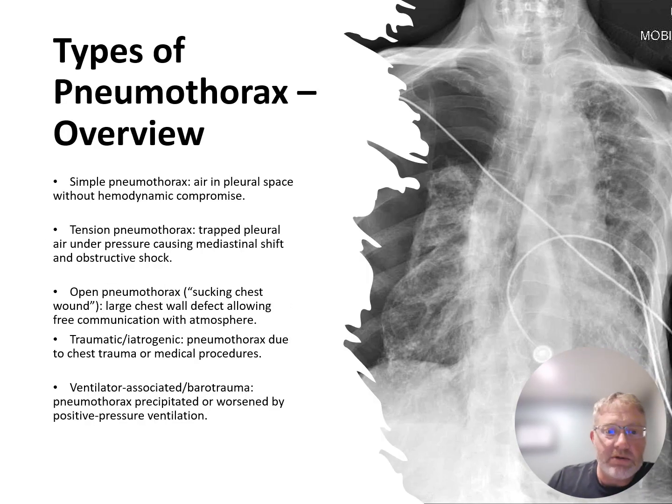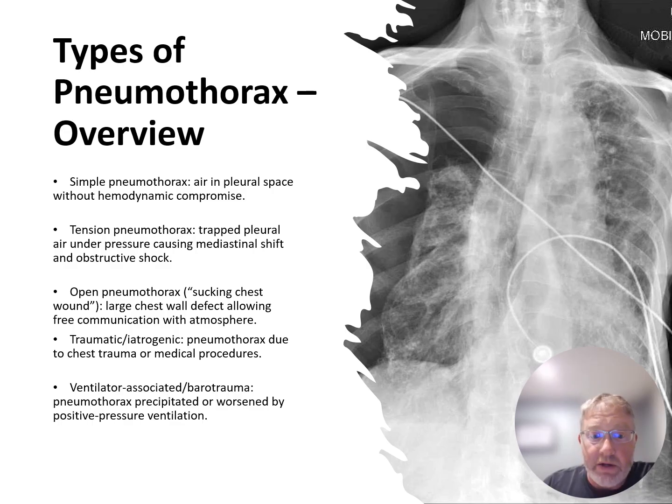Types of pneumothorax. So this slide gives us the taxonomy for the rest of the lecture. A simple pneumothorax is air in the pleural space without hemodynamic compromise. The patient may be dyspneic and hypoxic, but blood pressure and perfusion are preserved. Tension pneumothorax is the emergency. That's where air is trapped under pressure, the mediastinum shifts, venous return collapses, and shock ensues.